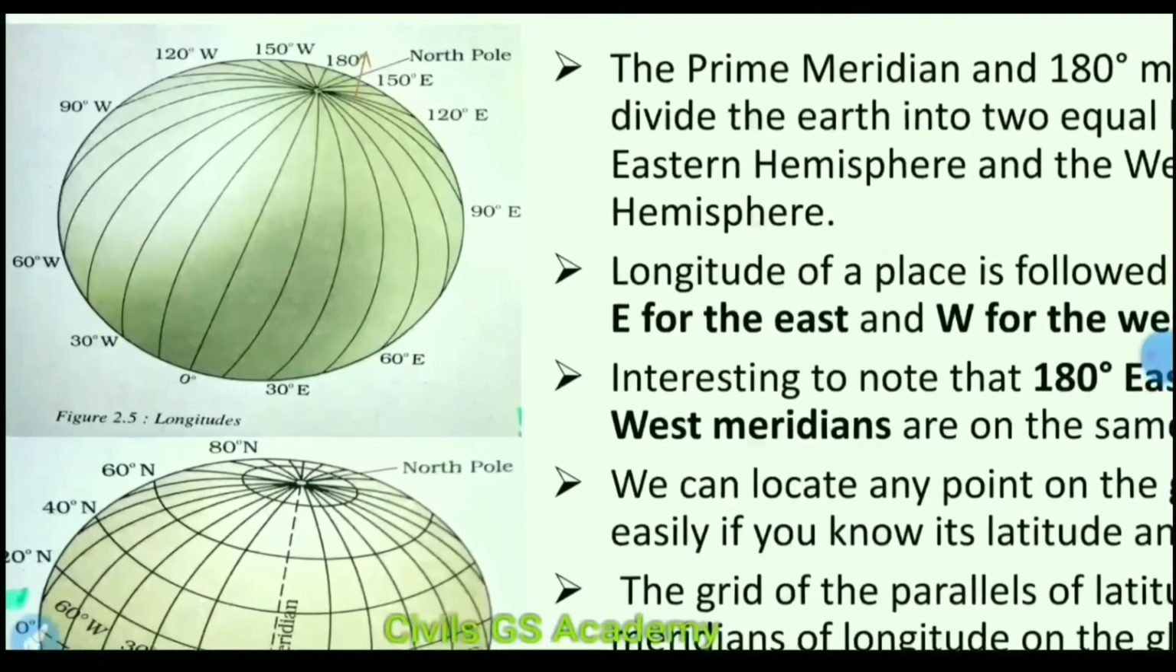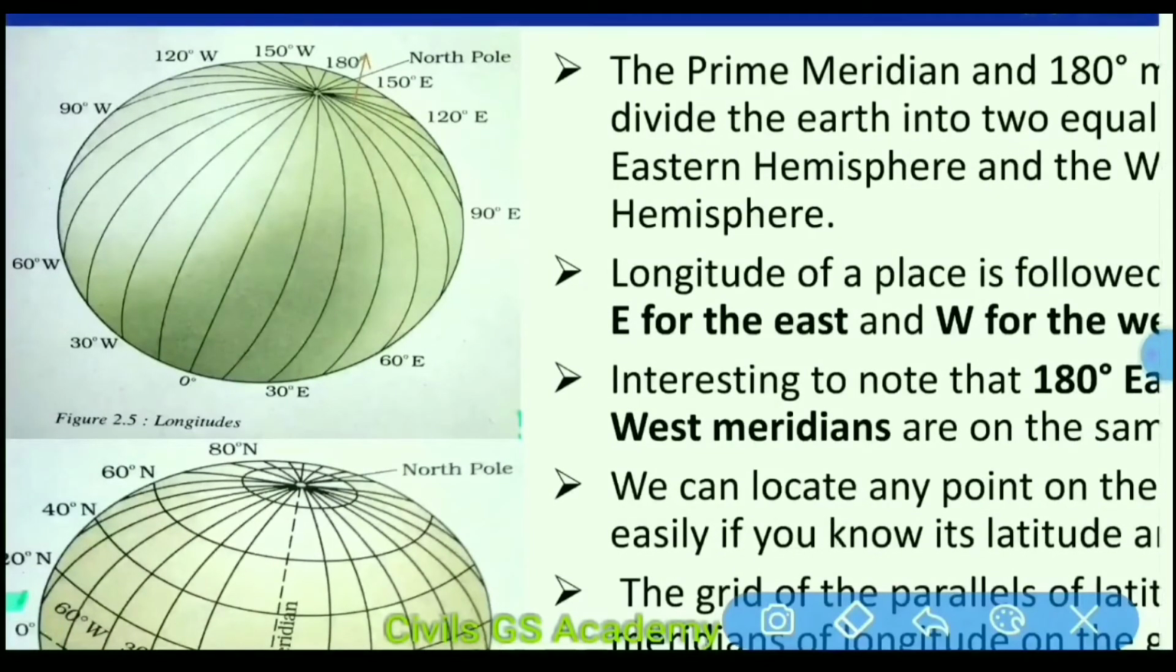See here. This is 0 degree longitude. And from this 0 degree towards east, see here 30 degree east, here it is 60 degree east, 90 degree east, and likewise here is 180 degree. In the western direction, see this is 30 degree west, 60 degree west, 90 degree west, 120 degree west, and likewise here it is 180. So 180 east and 180 west are the same longitude.